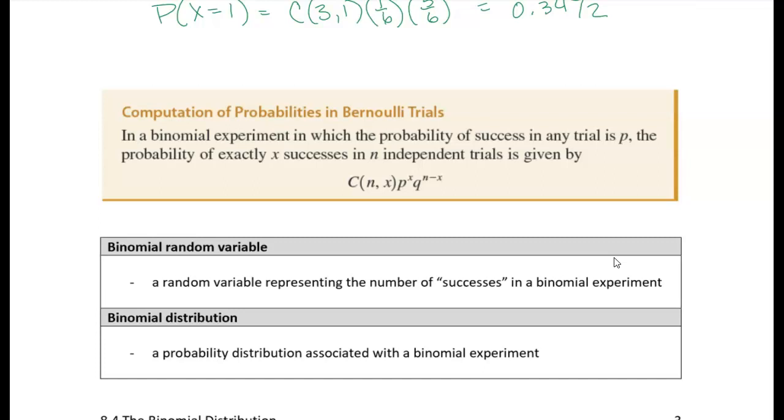But if we calculate all of the probabilities of all of the possible outcomes and put them in either a table or in a histogram format, that's a binomial distribution. It's a probability distribution that's associated with a binomial experiment.